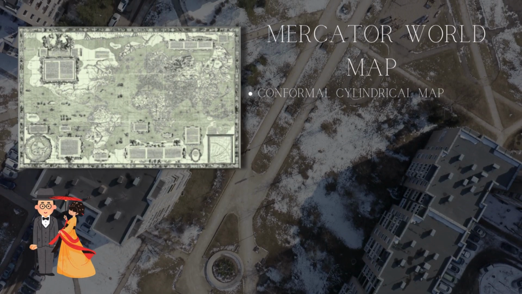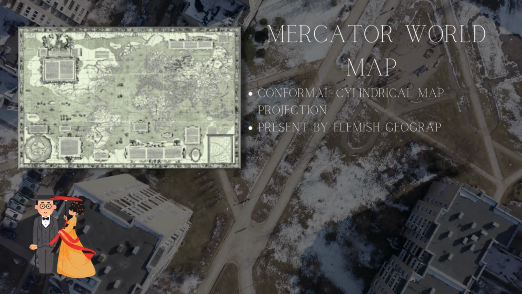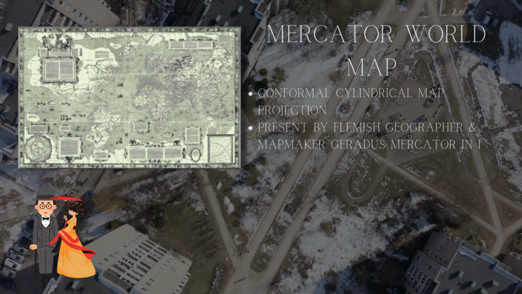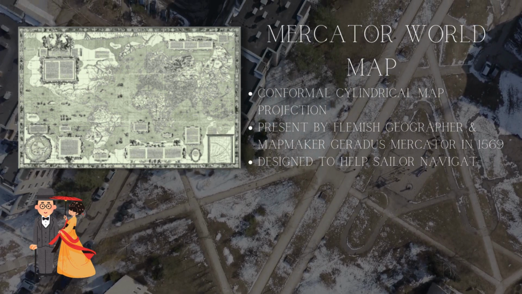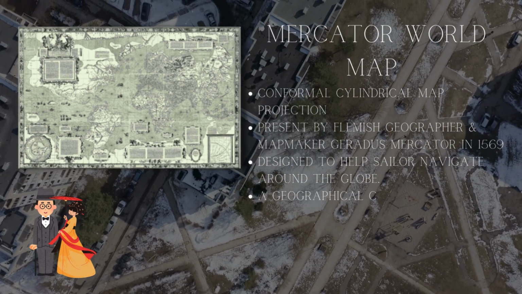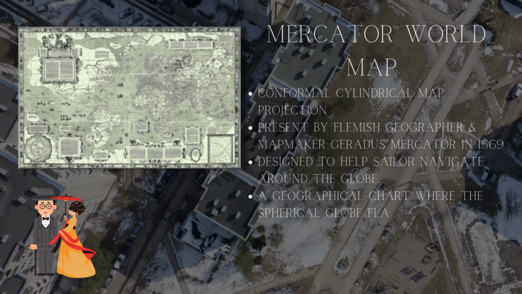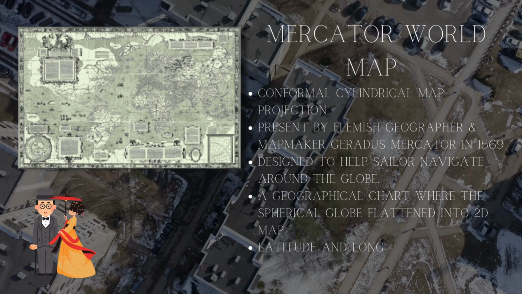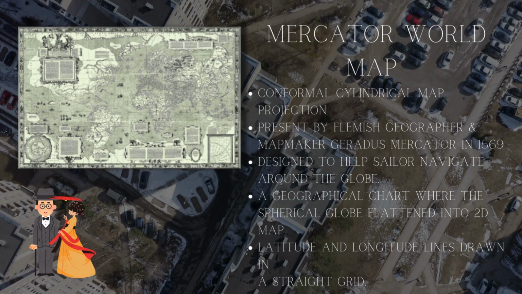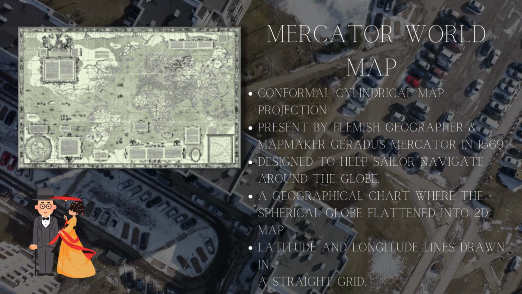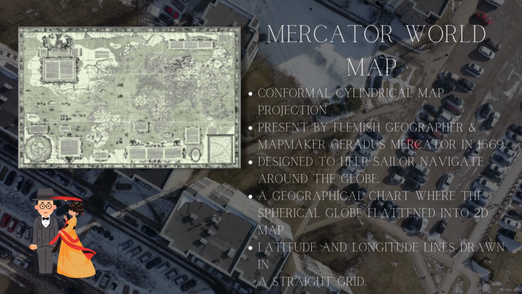The Mercator World Map is a conformal cylindrical map projection first presented by Flemish geographer and mapmaker Gerardus Mercator in 1569, designed to help sailors navigate around the globe. It is a geographical chart where the spherical globe is flattened into a 2D map, with latitude and longitude lines drawn in a straight grid. Landmasses at higher latitudes appear larger than their actual size on the map.